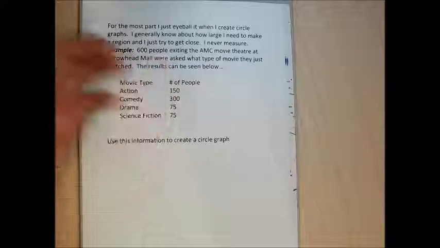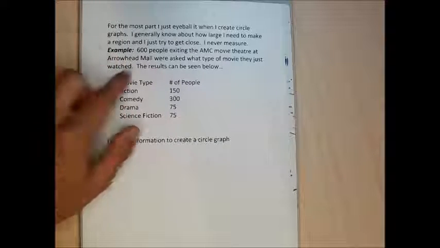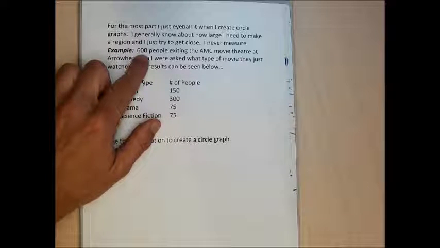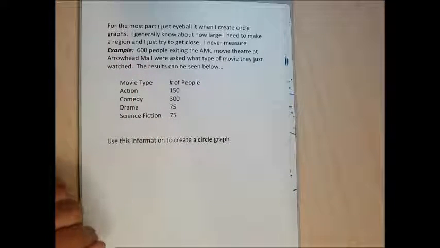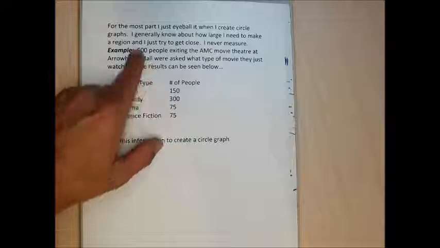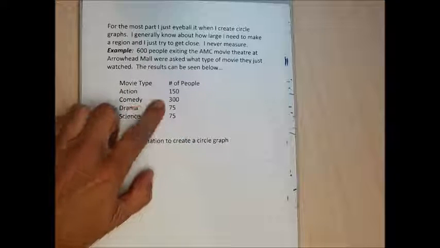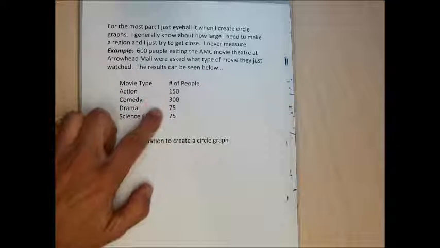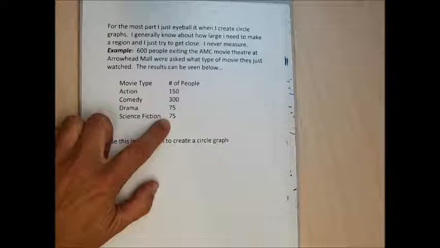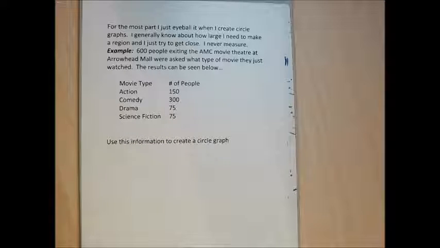I never really measure. So in this example, 600 people exiting the AMC movie theater at Arrowhead Mall were asked what type of movie they've just watched. And 150 of the 600 said they saw action, 300 of the 600 saw a comedy, 75 saw a drama, 75 saw a sci-fi movie. Now I want to make this into a circle graph. And how do I do that?